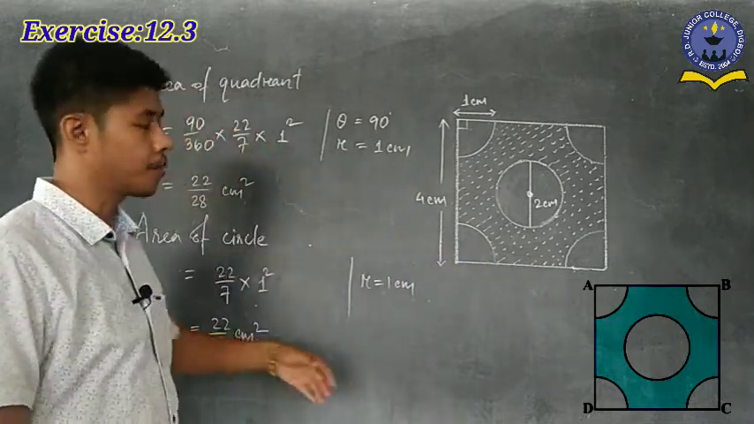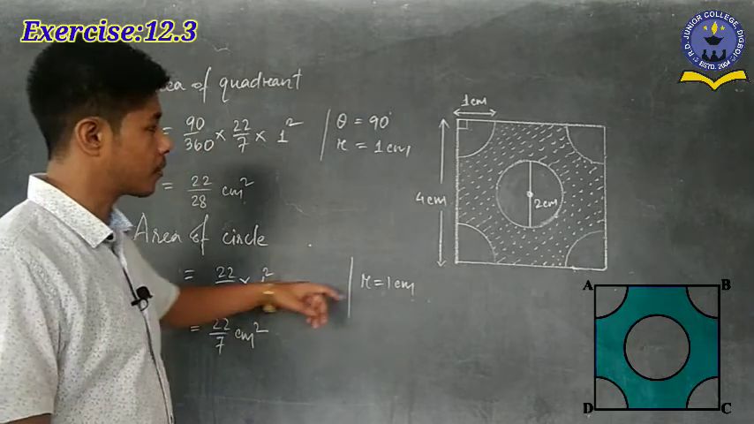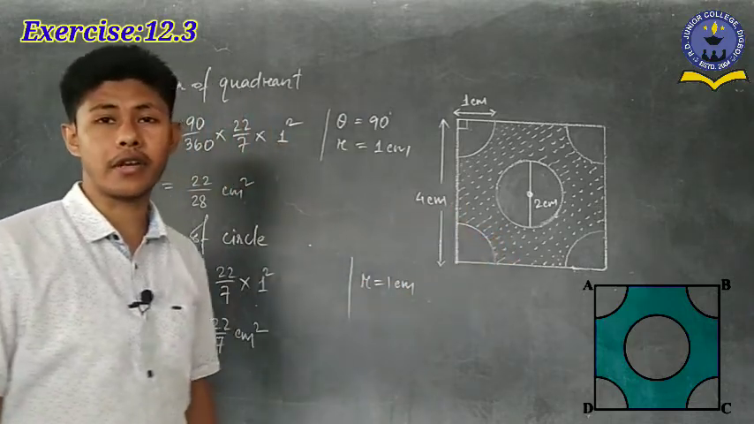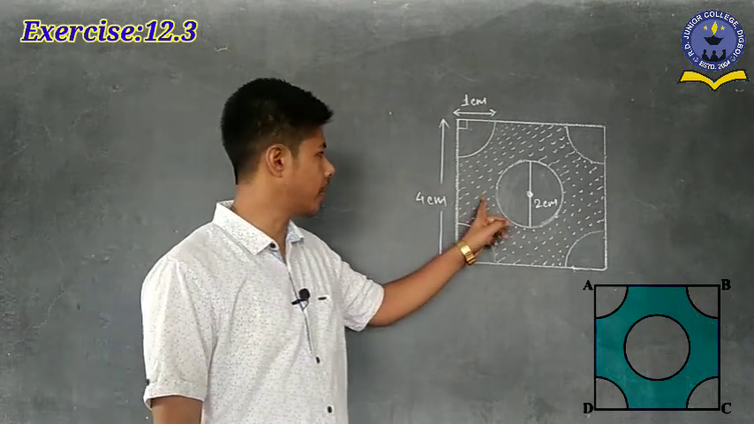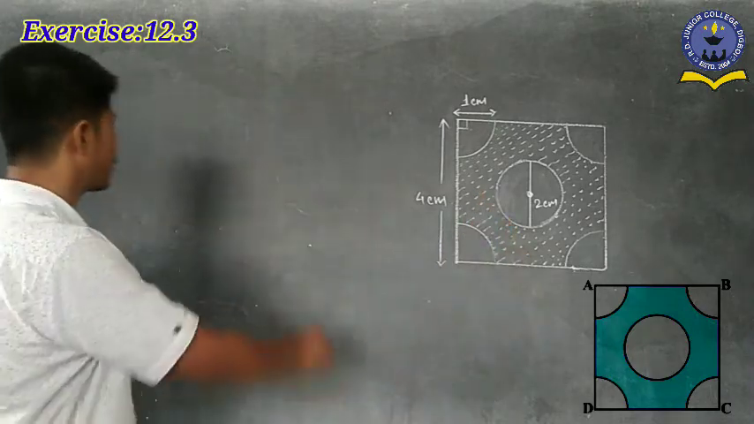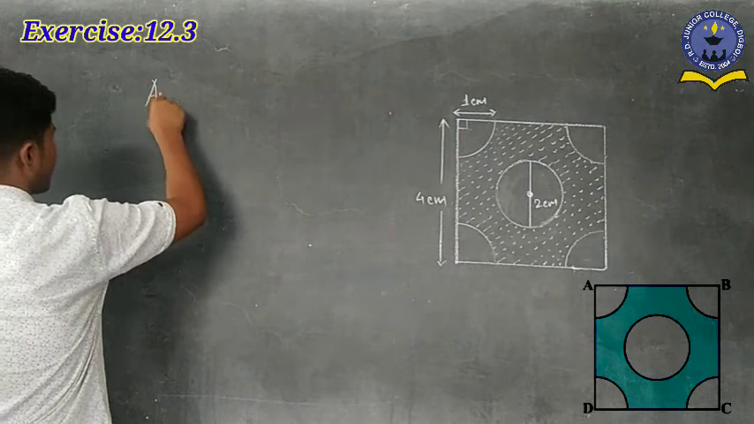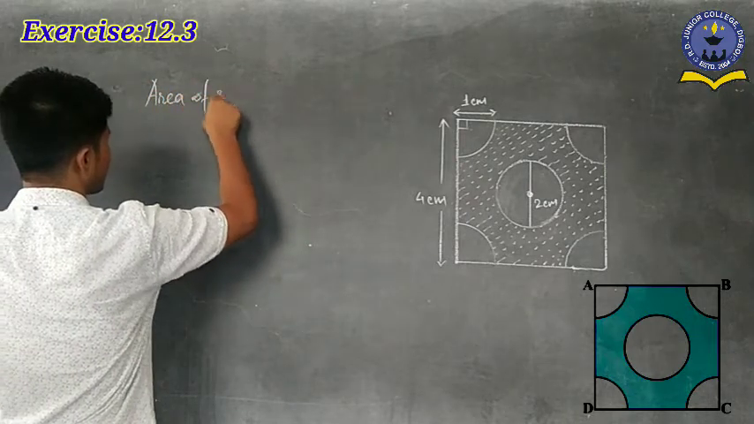So after that, what do you have to do now? Now we have to calculate the shaded portion. We have to find out the area of this shaded region. Is it clear? Now let's see. Finally we have to find out the area of this shaded portion, isn't it? So that's what you have to do. Area of shaded region, simply we have to write area of shaded region here.